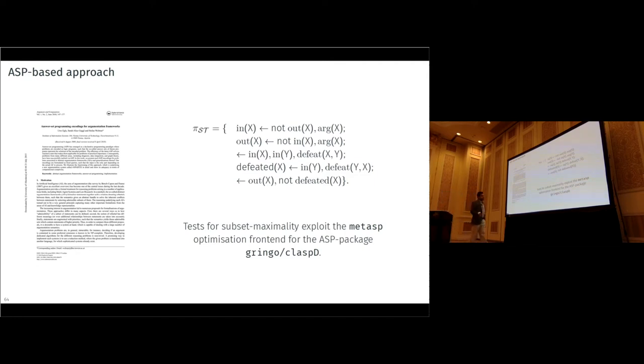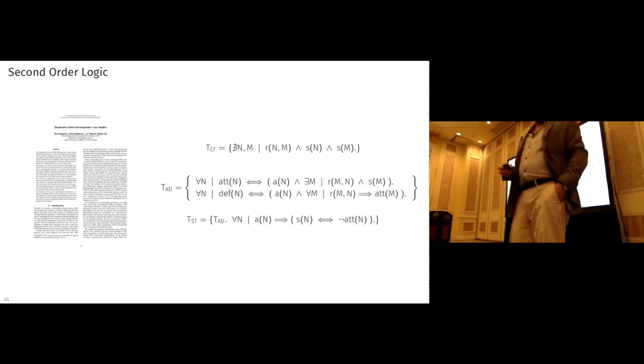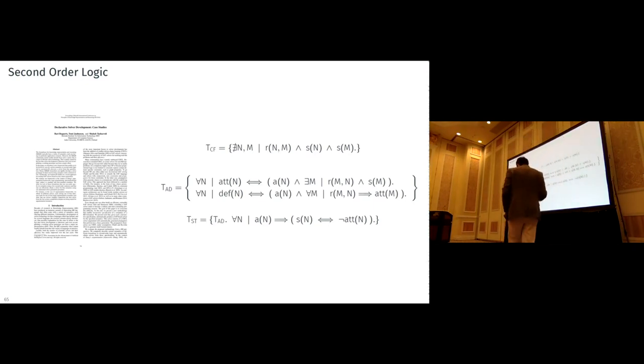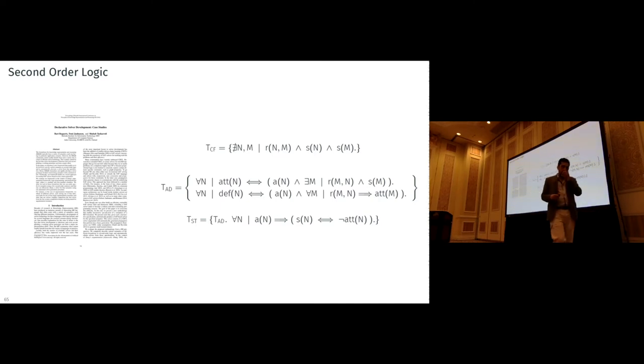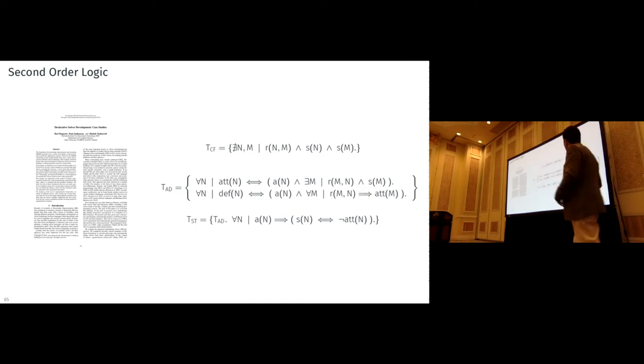In the case you need subset maximality, often you can rely on other systems in case your answer set solver does not support it automatically, like the metasp optimization front-end for Clingo. You can also express semantics extensions in second-order logic, which was proposed in KR 2016. In essence, you just describe all your requirements directly in the logic. You have a nice solver for this type of logic. You just compute it, and you have the result out of it.